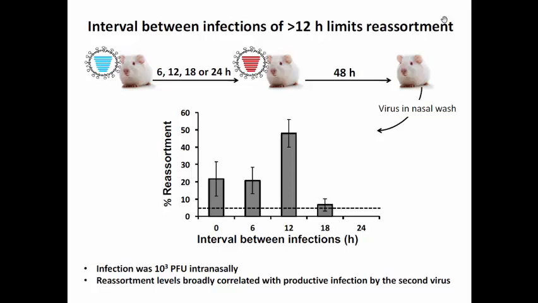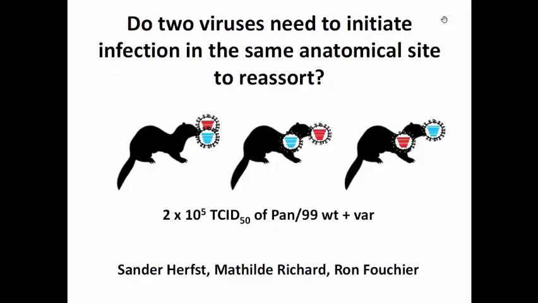Okay, so the last data set I will show was obtained in a ferret model through collaboration with a group of Ron Fouchier at Erasmus Medical Center. And it was Sander Hurst and Mathilde Richard that performed these experiments to address this question: do two viruses need to initiate infection in the same anatomical site to reassort?